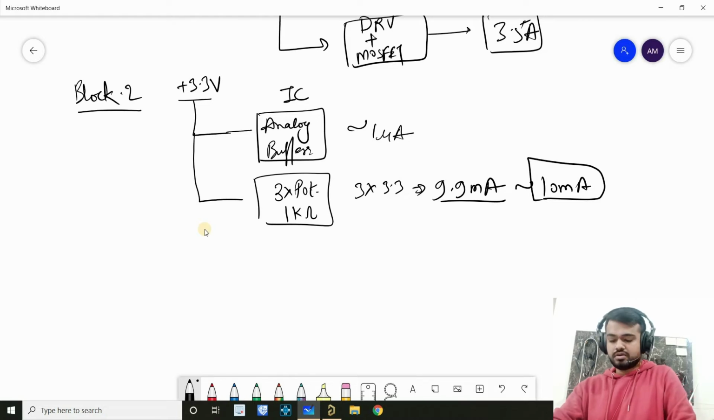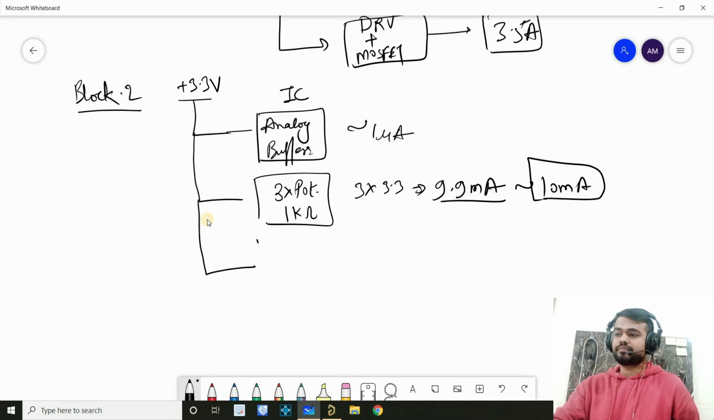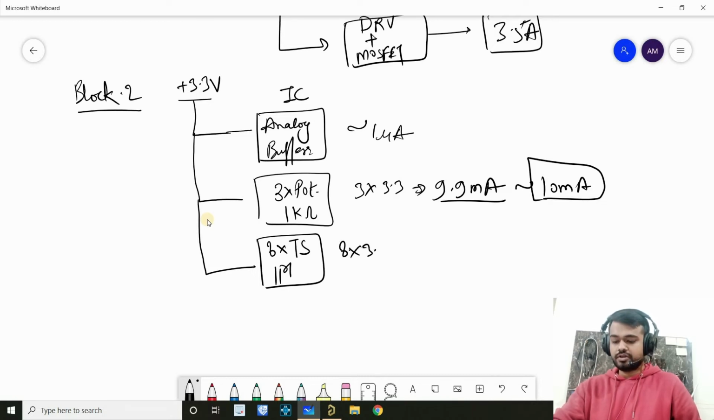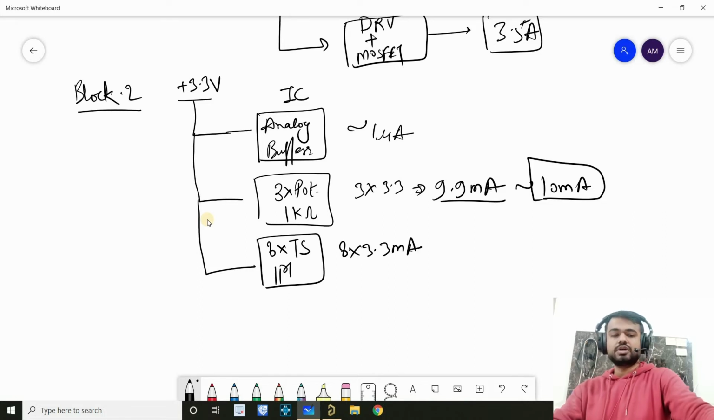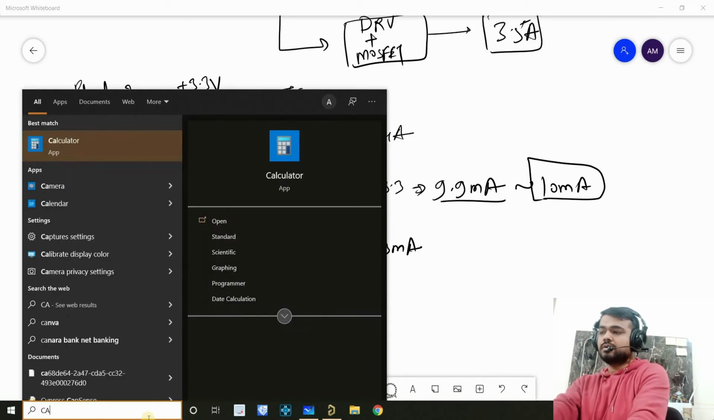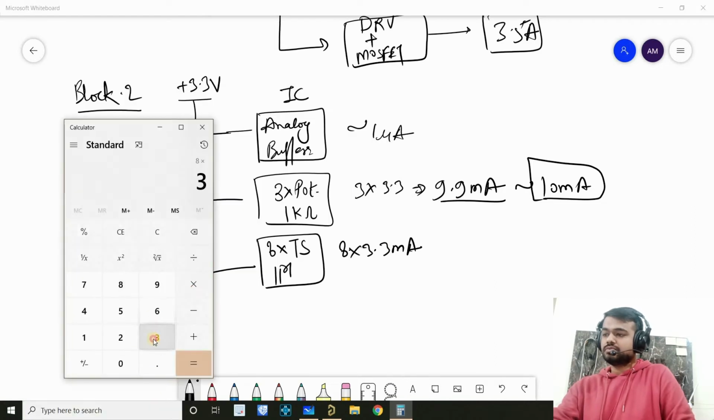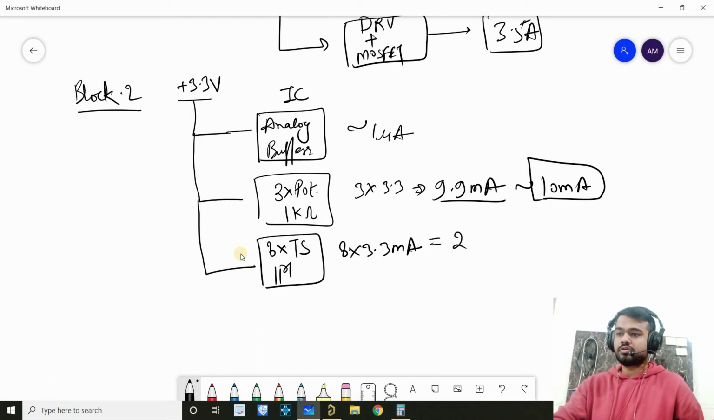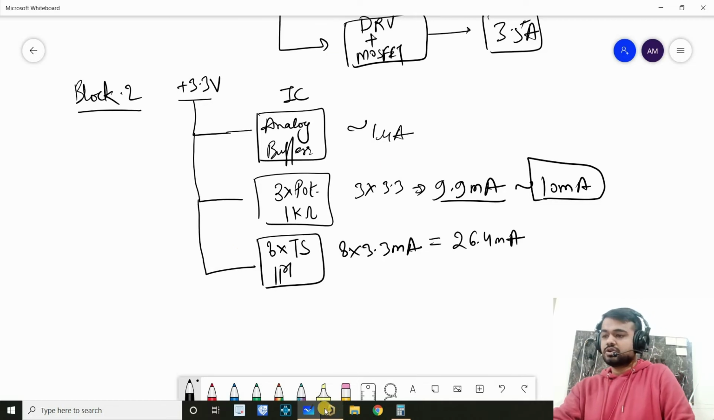Another load will be through toggle switches. So I'll mention here first, then we'll see where it is. So we are using 8 toggle switches, and those will be again connected parallelly through 3v3, and the amount of current on this one will be 8 into 3.3 milliamps. Let's do that calculation as well. I'll show you where it is. So it is 8 into 3.3, which is 26.4 milliamps. All right.